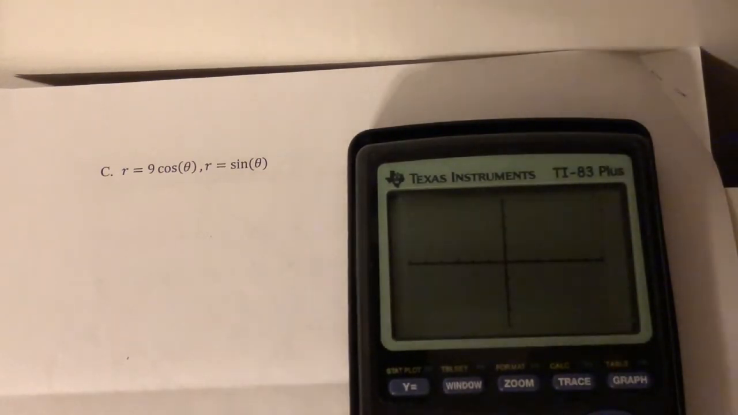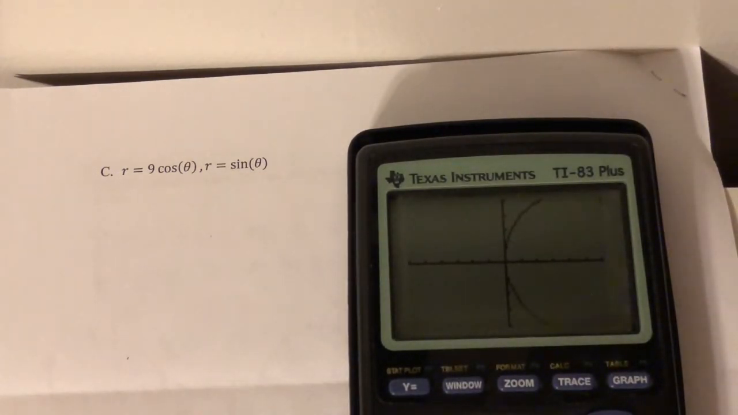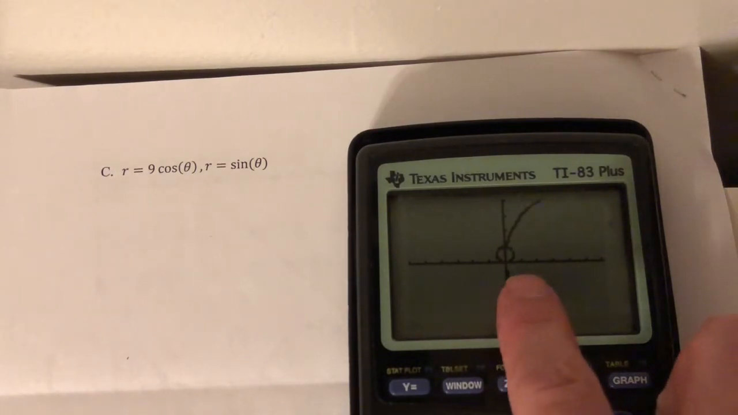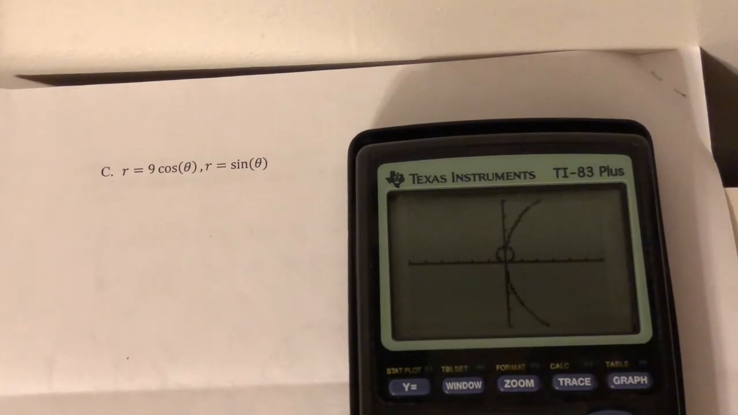And if I hit graph, I'm probably going to find that I need to zoom out. Yeah, because 9 cosine theta is going to be a big circle of diameter 9, like we saw last time. And then sine theta is going to be that little tiny circle we see there of diameter 1. Now the benefit of being zoomed in this super close is that we see that the pole is going to be an intersection point, right? The cosine circle is going to hit the pole at its leftmost point. Sine circle is going to hit the pole at its bottommost point.